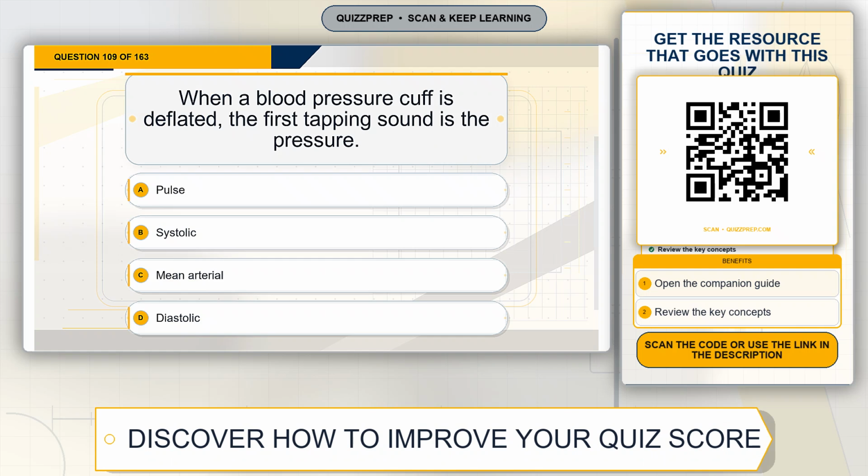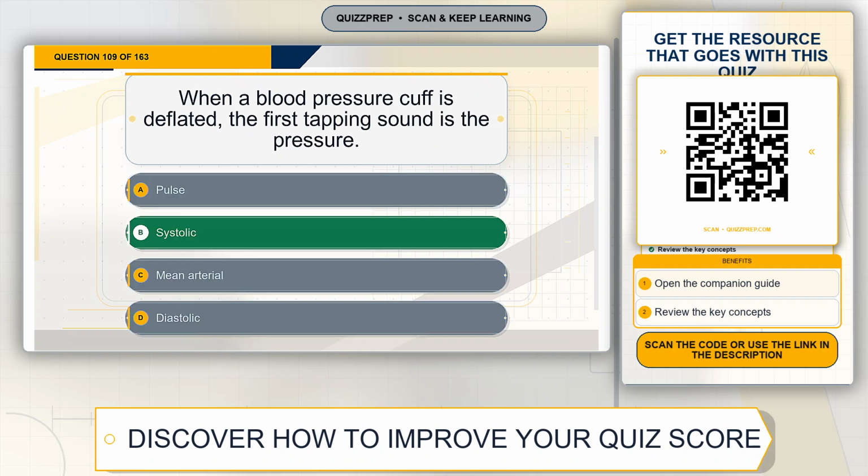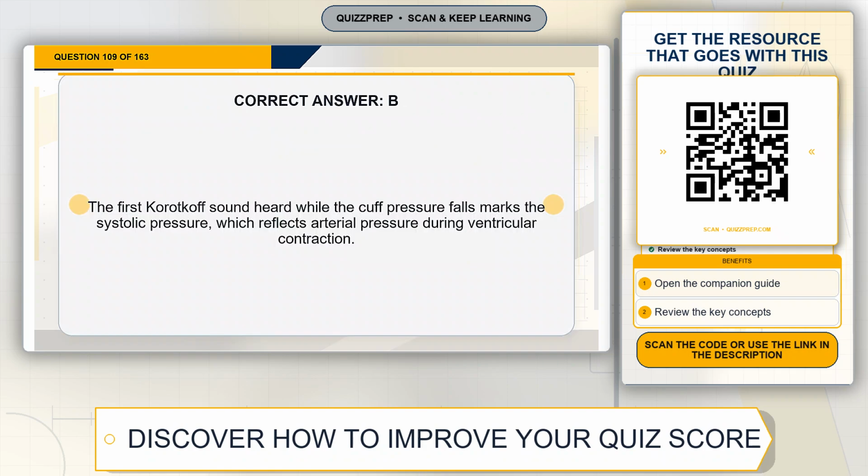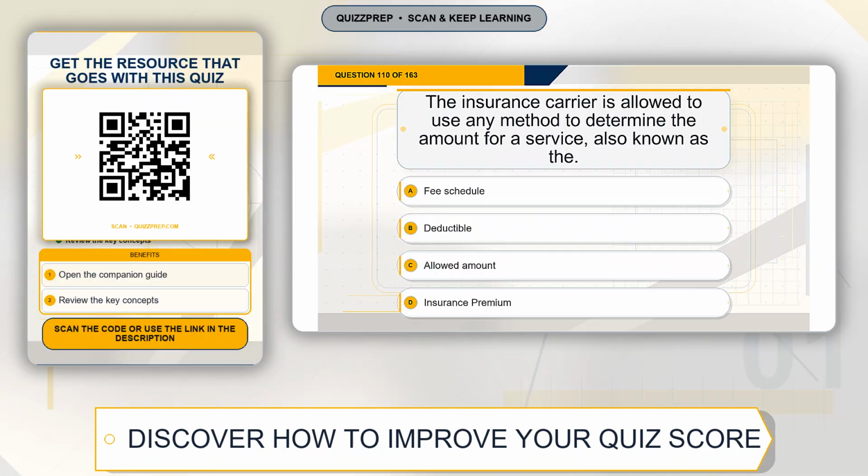Question 109. When a blood pressure cuff is deflated, the first tapping sound is the pressure. Option A, pulse. Option B, systolic. Option C, mean arterial. Option D, diastolic. The correct answer is option B, systolic. Explanation. The first Korotkoff sound heard while the cuff pressure falls marks the systolic pressure, which reflects arterial pressure during ventricular contraction.